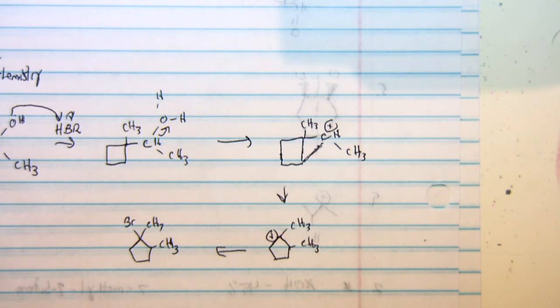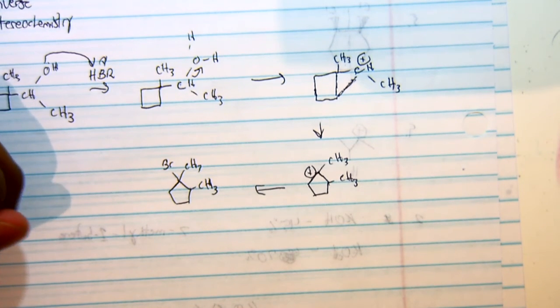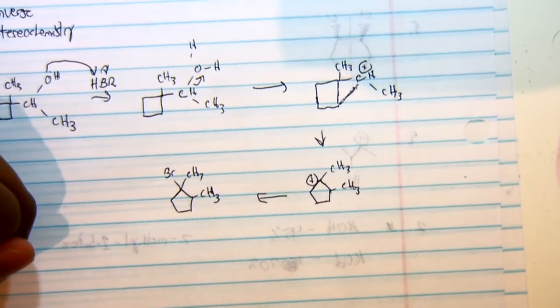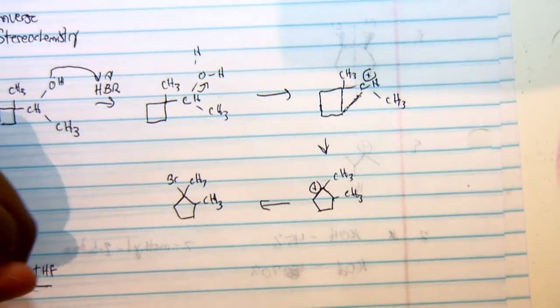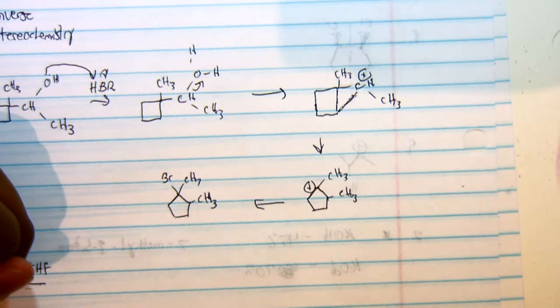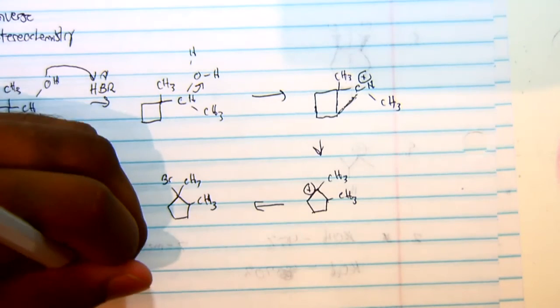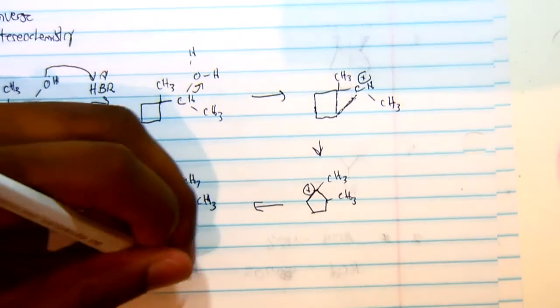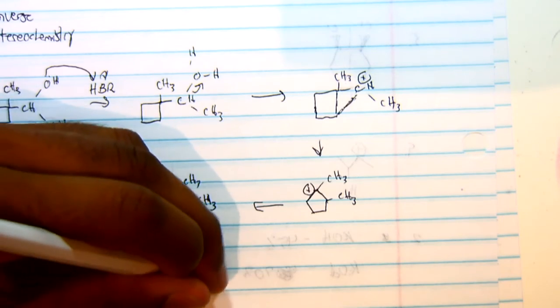Is it going to add the OH on the more substituted or less substituted position? Less substituted, right? So this is a review of hydroboration oxidation: BH3 THF, and H2O2 and OH. So that adds an OH to the less substituted.